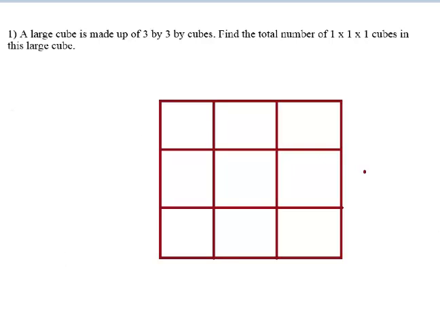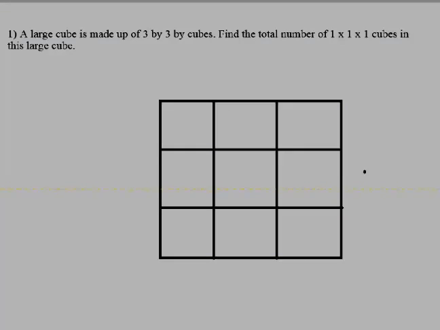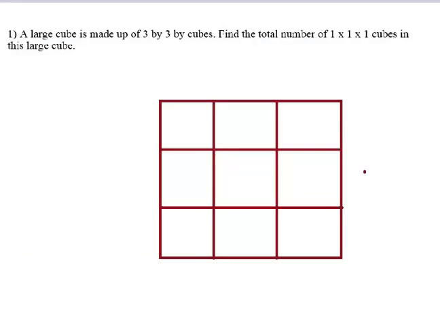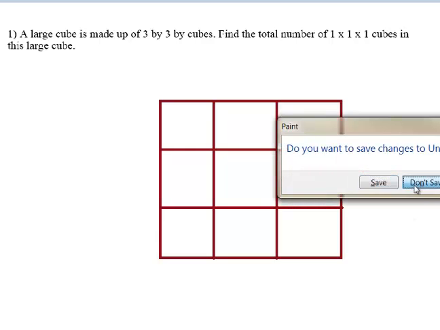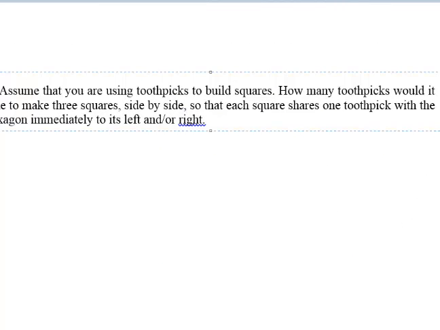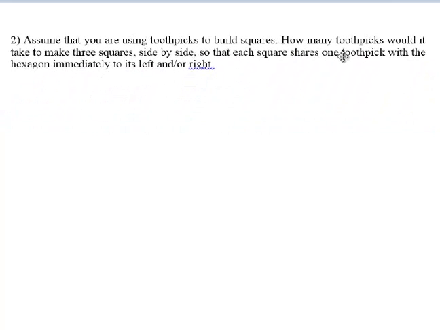Let's take a look at another interesting little example that you might see, something that's really a little bit more about problem solving and analysis more than anything else. Let's take a look at this question here. Assume that you're using toothpicks to build squares. How many toothpicks would it take to make 3 squares side by side so that each square shares 1 toothpick with the square immediately to its left? I'm sorry, I made a mistake earlier and said hexagon; it should be square.